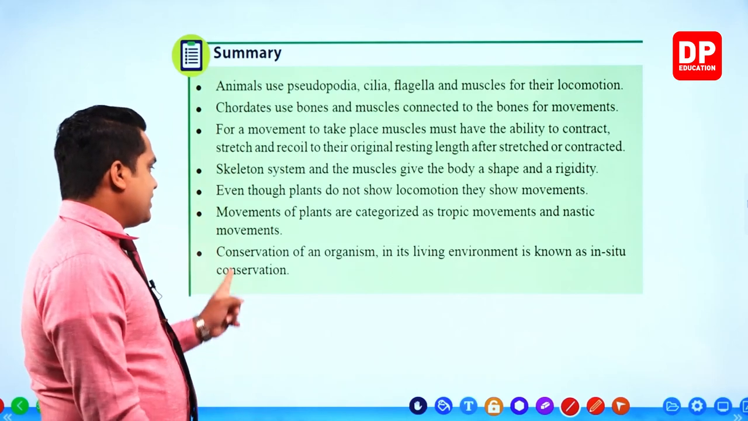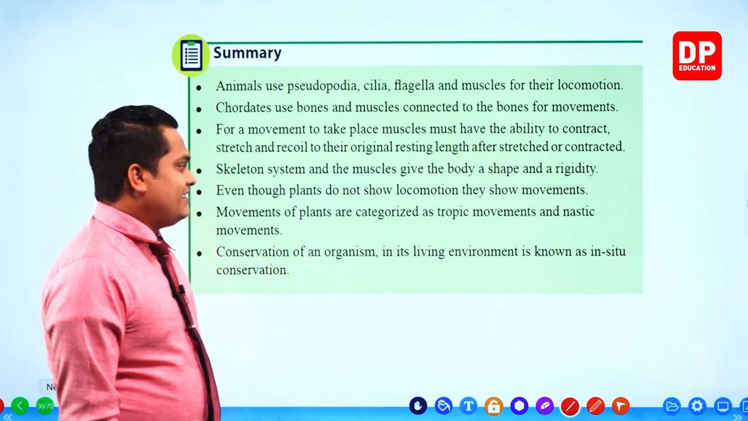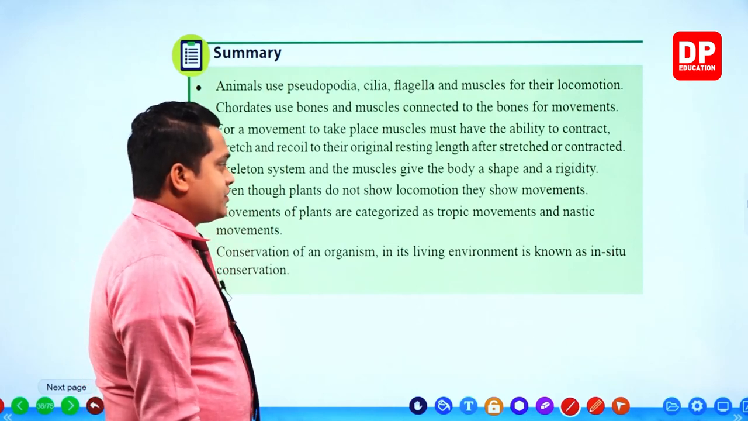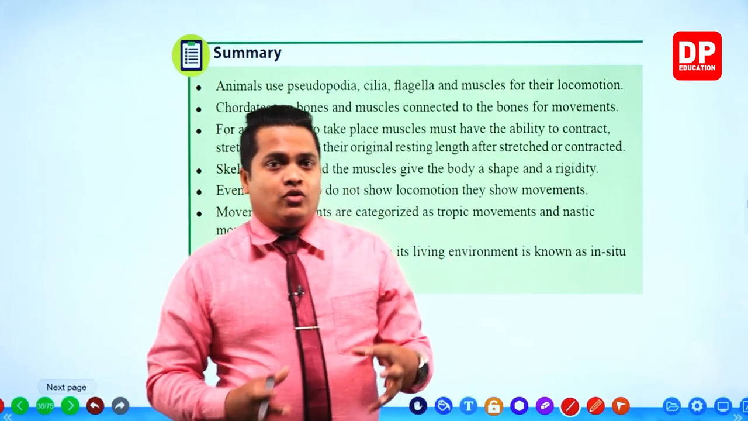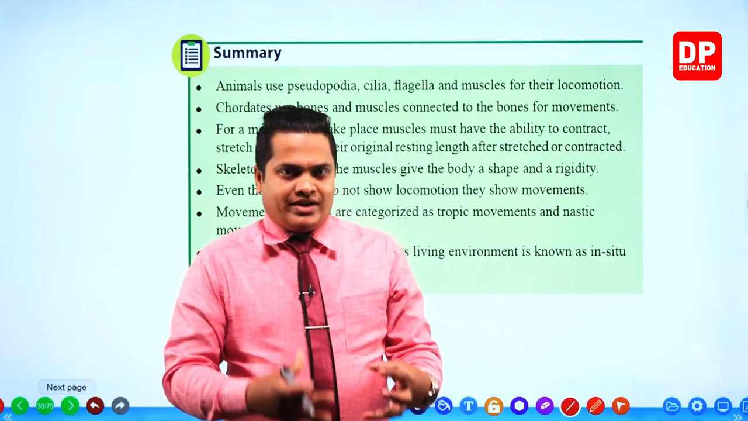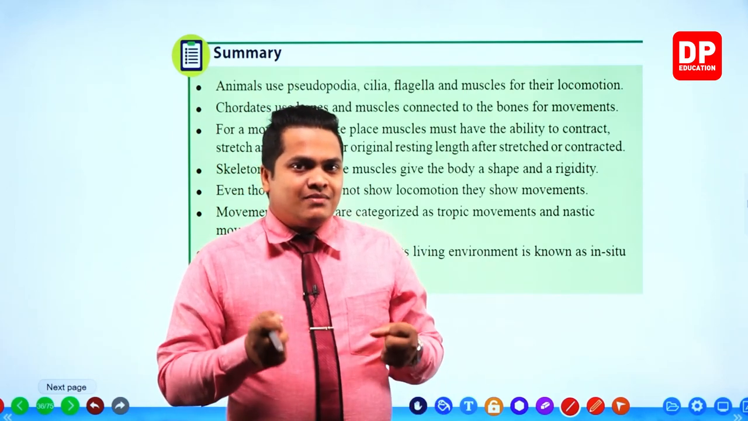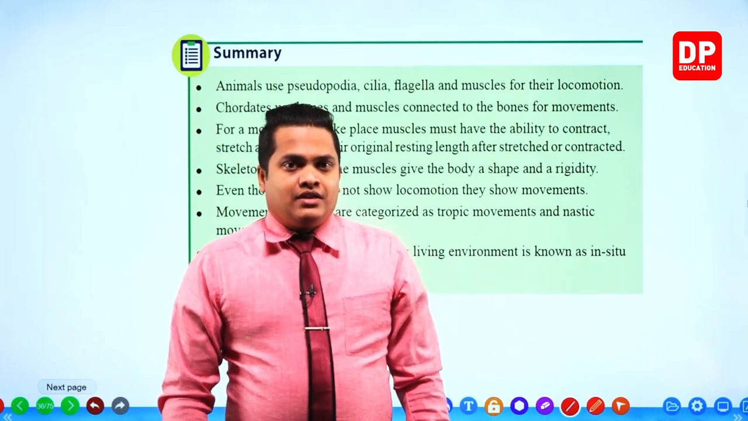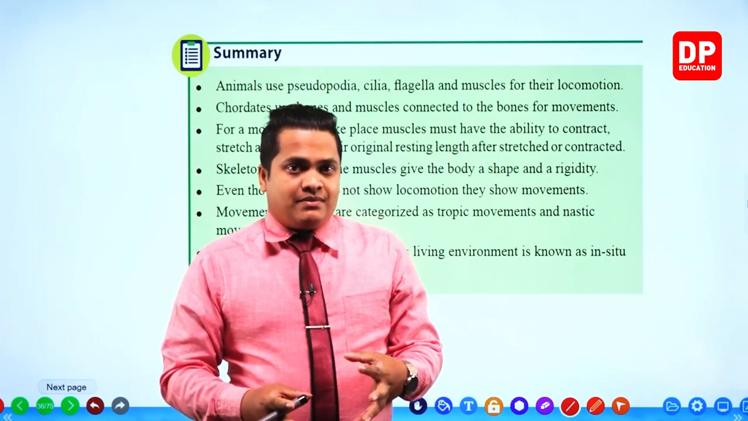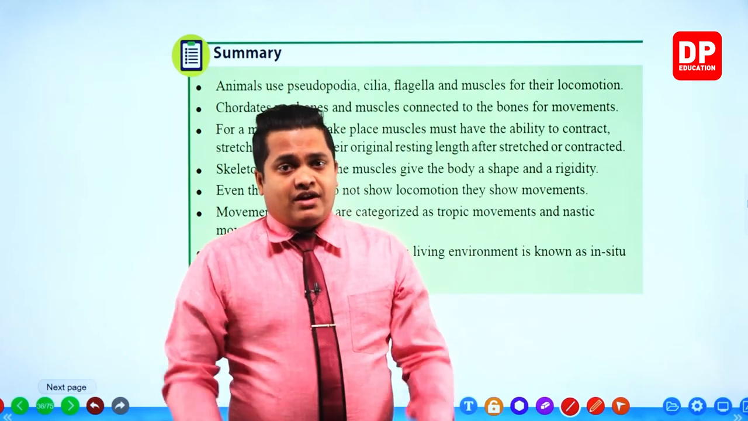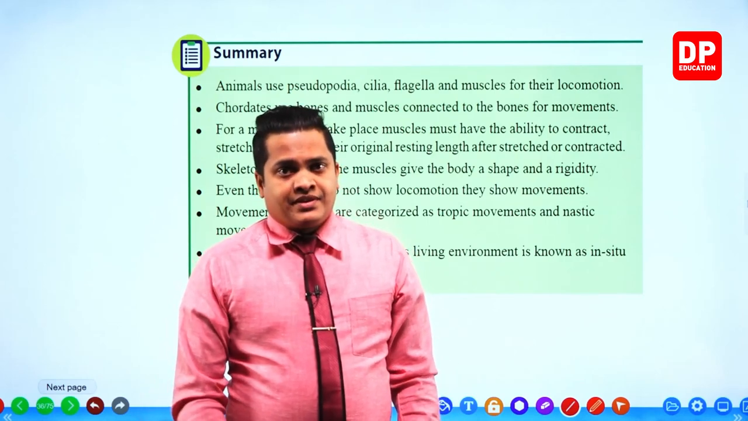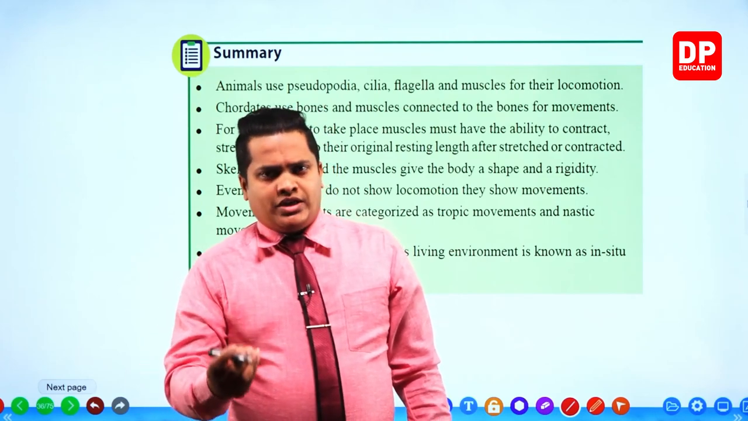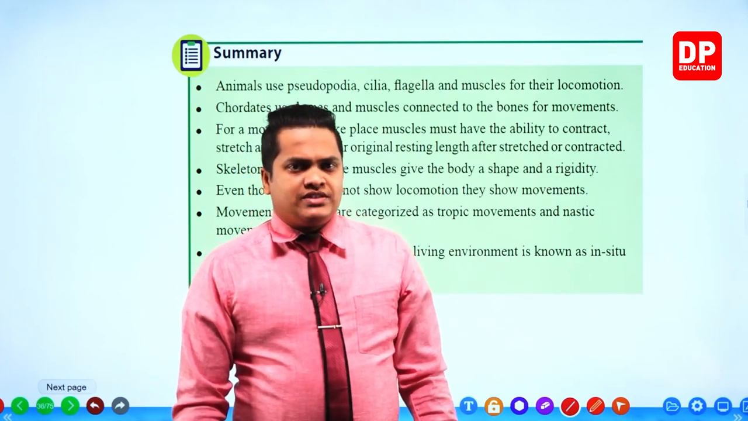Then finally, conservation of an organism in its living environment is known as in situ conservation. So if a certain animal or organism is protected within the environment that it lives in, right? If that particular animal is protected within its living environment or habitat, then, my dear children, this method of conservation or protection is referred to as in situ conservation.